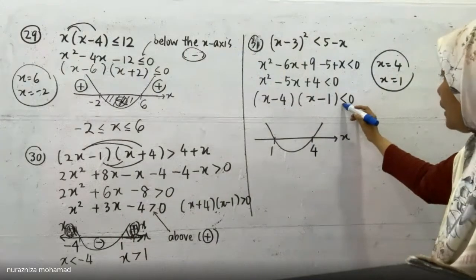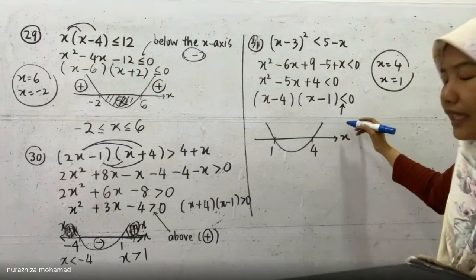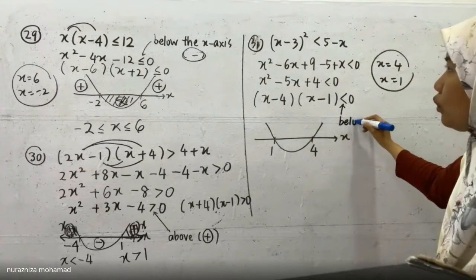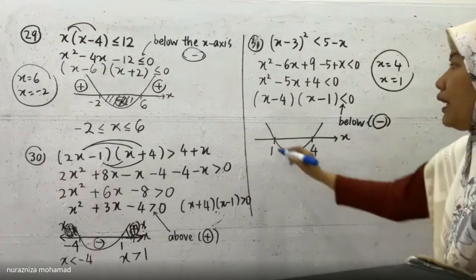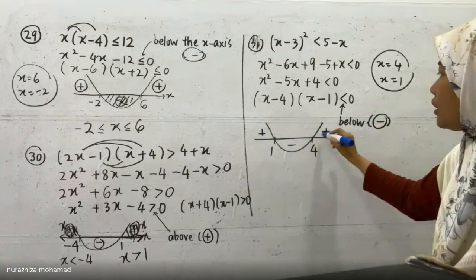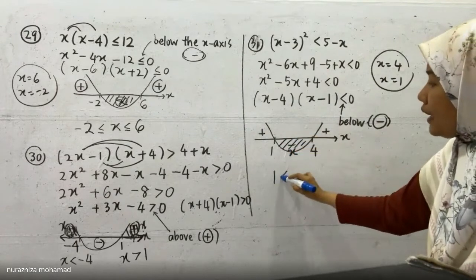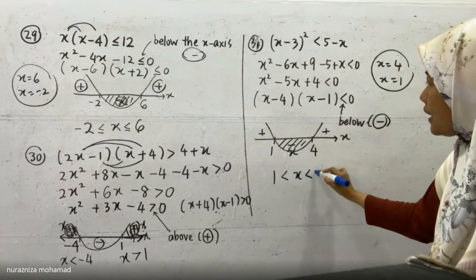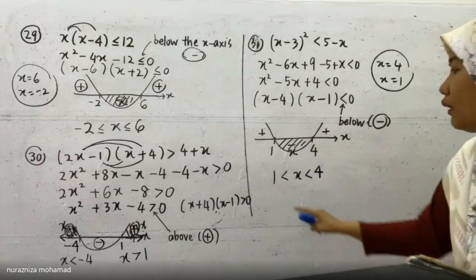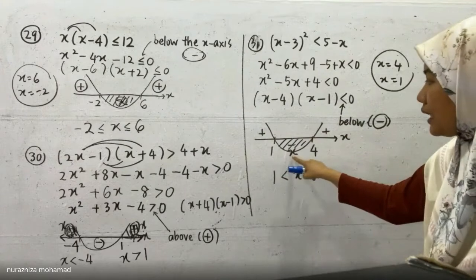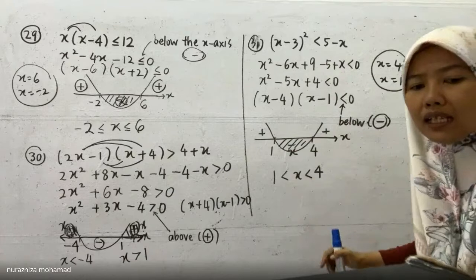Okay, now look at this symbol. This symbol is less. Less means below the x-axis. Below means we take the negative part. Positive, negative, positive. So you take this part. So x will be here. Your final answer is x is between 1 and 4. 1 is less than x is less than 4. So that's why the symbol is always less.